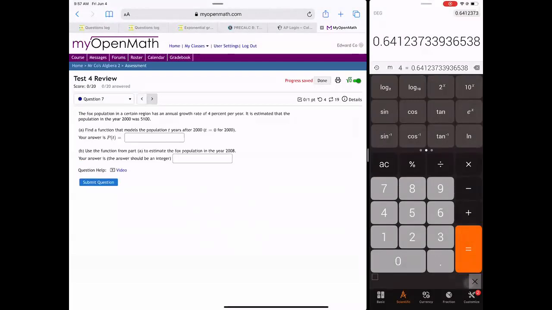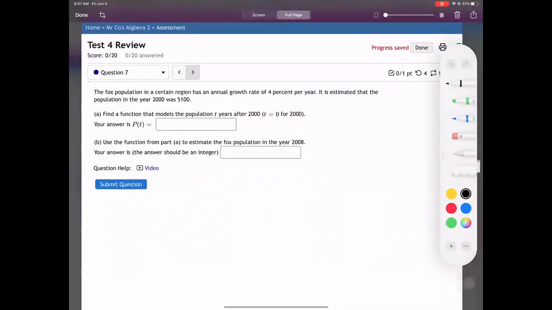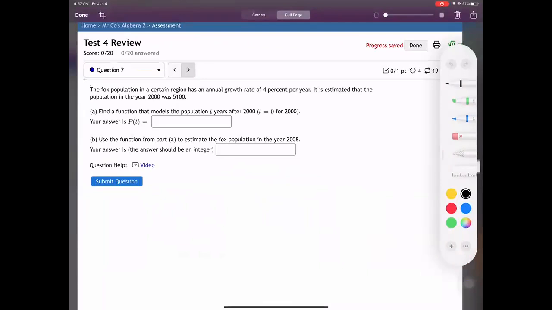Okay, we're looking at populations now. I feel like this question is in the word problem set that you guys had for your last homework. So the population in a certain region has an annual growth rate of 4%. So they told us 4% per year, okay? Which is 0.04. It is estimated that the population in the year 2000 was 5,100. Okay, so what's the equation for us? Since they want us to do the annual growth rate, we're going to do the initial population of 5,100 times 1 plus 0.04 to the t power.